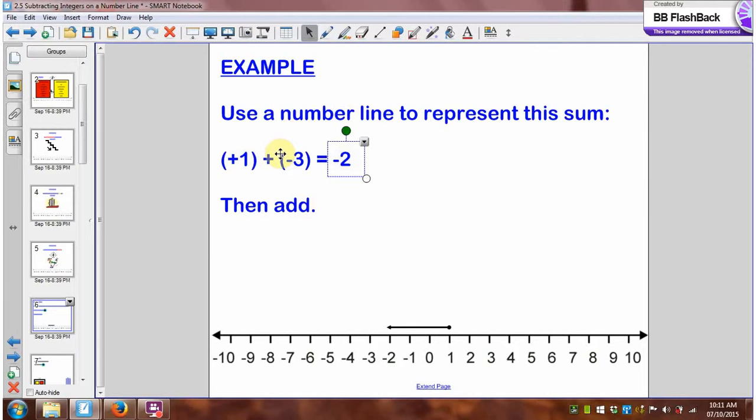Okay, so just copy that down, and when you're ready, move on.